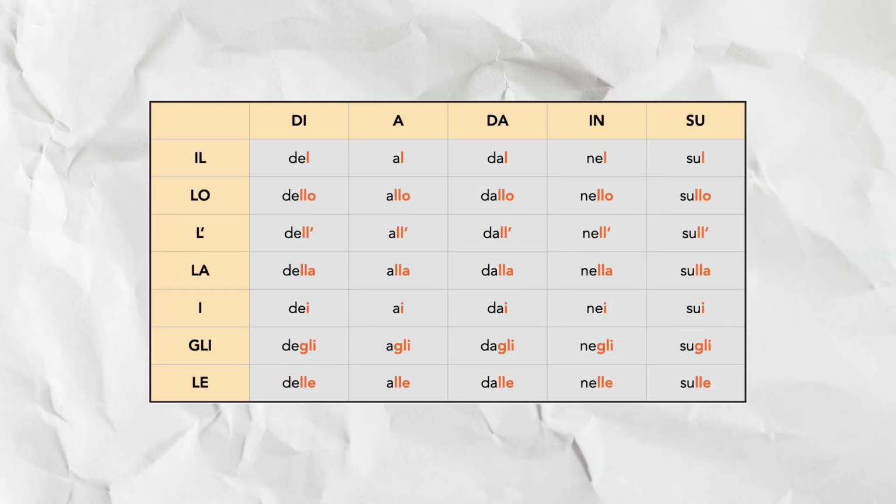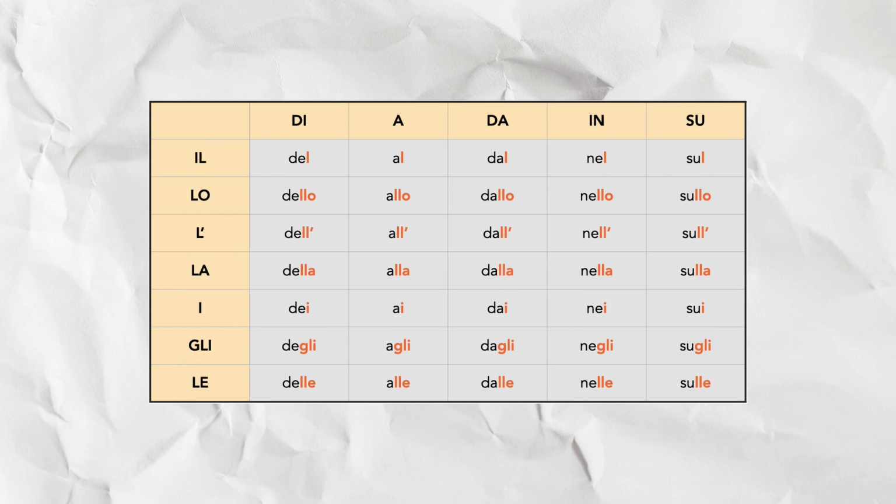What about in? Now, in is the trickiest one because it completely changes. So instead of adding an article to in, you add it to ne. So basically, in changes to ne. And you're gonna have nel, nello, nell', nella, nei, negli, nelle. And finally, we've got su. And su is very easy because you just attach the endings to su itself. So, sul, sullo, sull', sulla, sui, sugli, sulle.